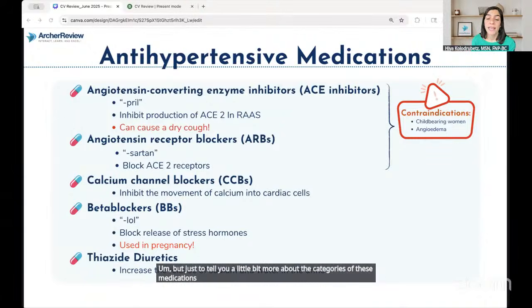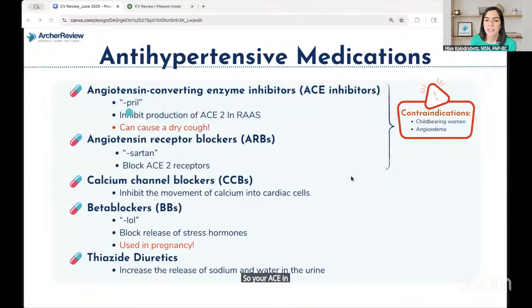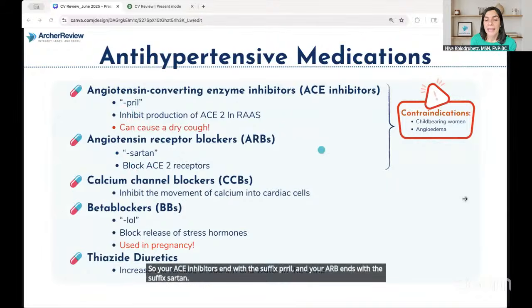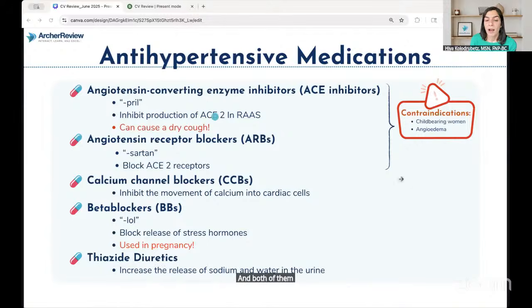So you have your ACE inhibitors and your ARBs. Remember, those have renal protective properties. So your ACE inhibitors end with the suffix pril, and your ARB ends with the suffix sartan. And both of them can cause dry cough. So that's not going to hurt your patient. Some patients get bothered by it.